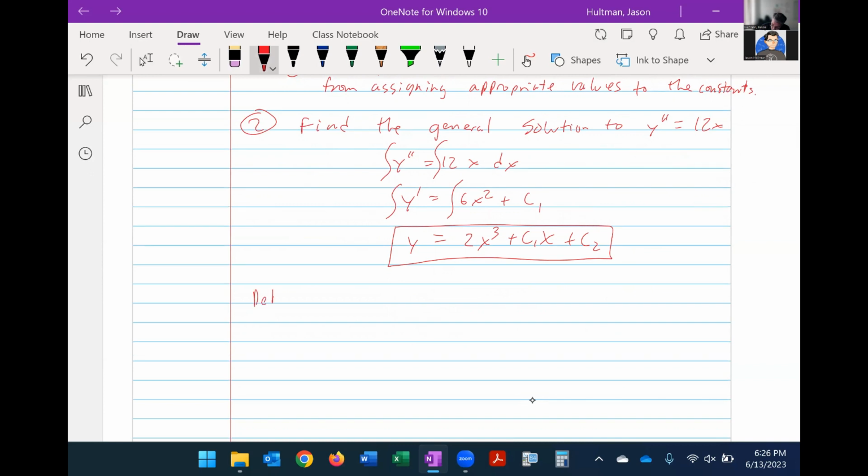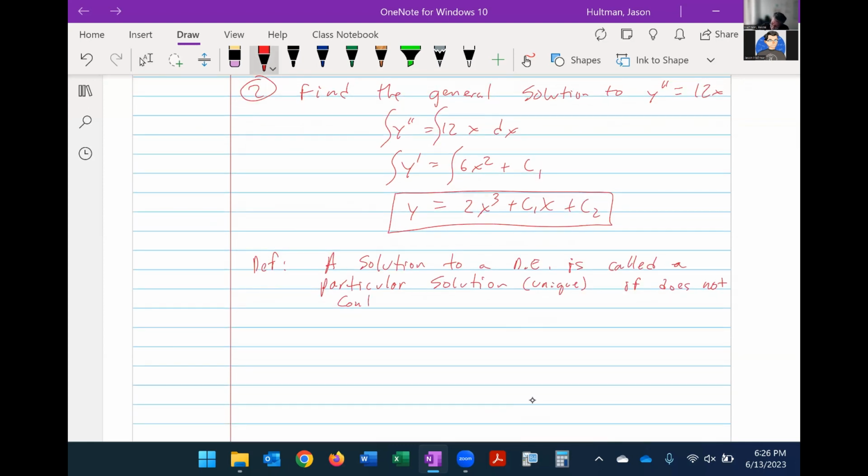Okay, so that's our next definition. A solution to a DE is called a particular solution or unique solution if it does not contain any arbitrary constants.